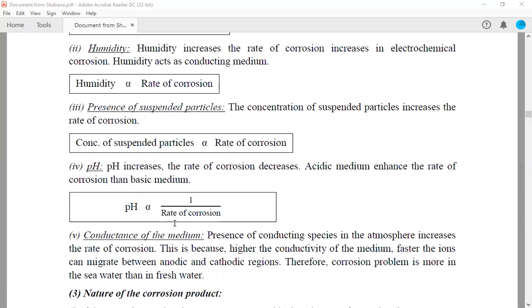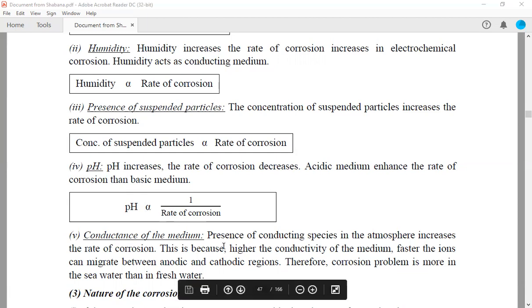Next, coming to the conductance of the medium. In the pH, I forgot to tell one point. The pH value of the medium has a greater effect on corrosion. When the pH is lowered, the corrosion is increased. And the conductance of the medium: the presence of conducting species in the atmosphere increases the rate of corrosion.